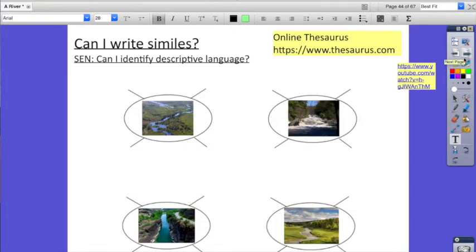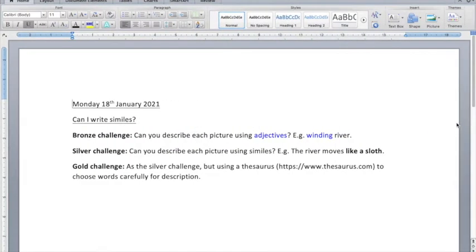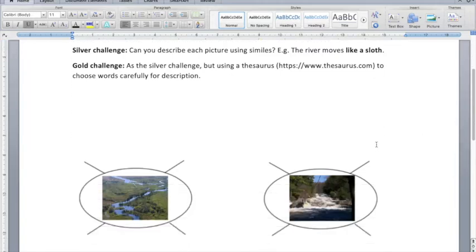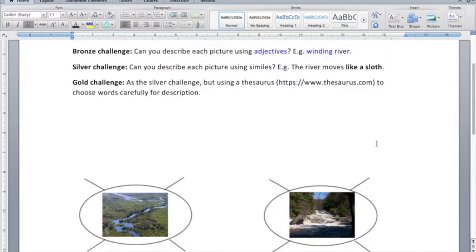So using this sheet, which I'll show you is attached to your resources in a moment, you're going to try and describe the river. So if I come onto this sheet here, your bronze challenge is, can you describe each picture, and the pictures are down here, using adjectives. So using describing words, the winding river, the colourful river, the flourishing river. Okay, so you are just using adjectives.